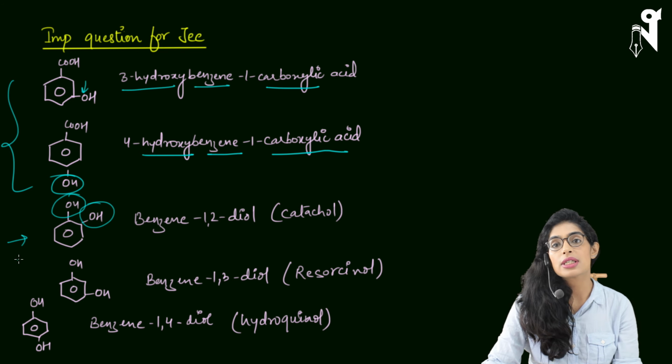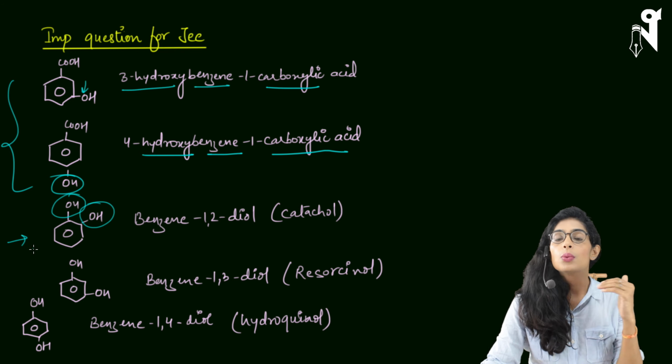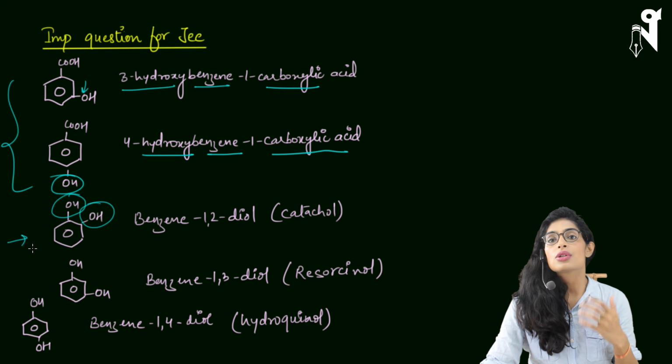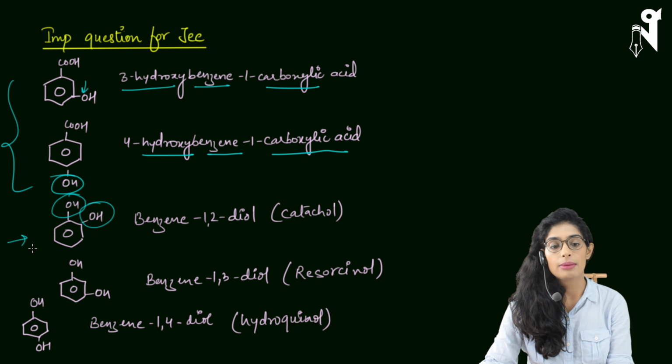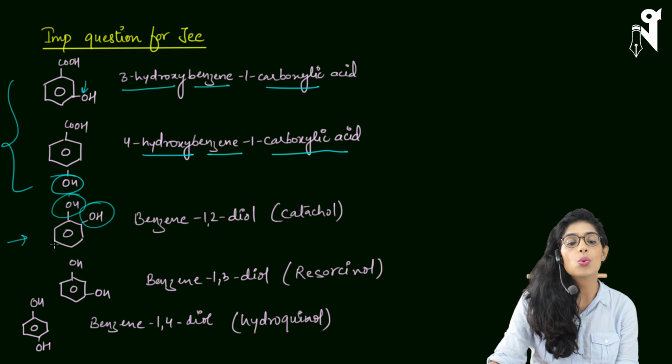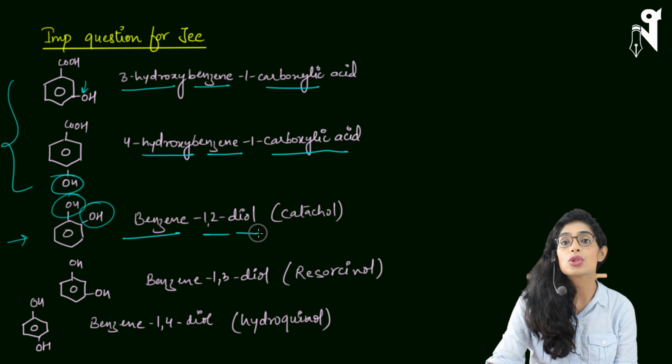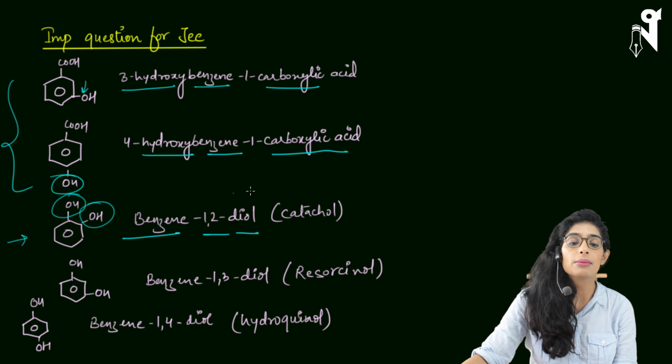So basically two OH groups are present. Again, the placements can vary. One placement can be 1, 2, another can be 1, 3, another can be 1, 4. These have their own names and their common names. The name for this compound is benzene 1, 2 diol, which represents that two OH groups are present, and the common name is catechol.